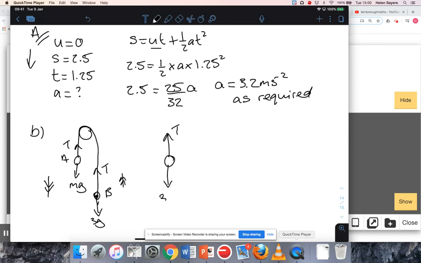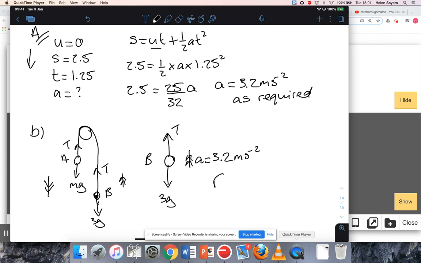Okay, so what do I know about B? The reason I'm looking at particle B rather than particle A is I know the mass of B. I know B is 3 kilograms, so I know the weight of B is 3g. I also know that B is going to be moving upwards, with the same acceleration that A is moving downwards.